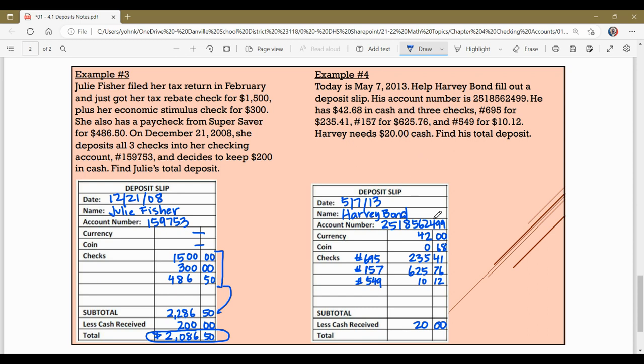Find the deposit. All right, so we're going to take all the cash, coins, and checks, and we're going to add them up, and that's going to be our subtotal. So if I add them up, I get $913.97. If I need to keep $20, I get $893.97. Awesome.